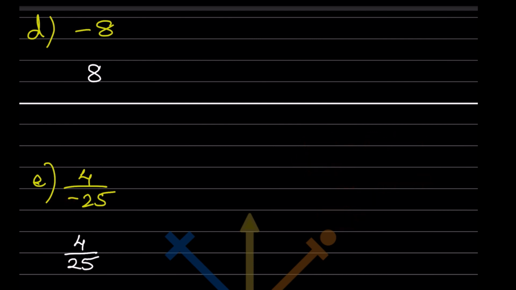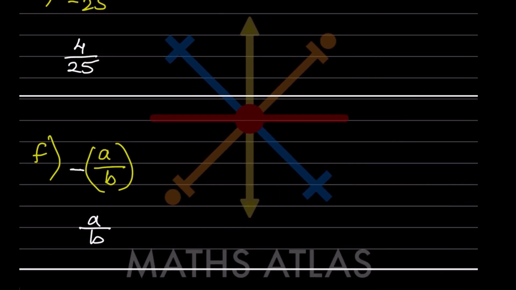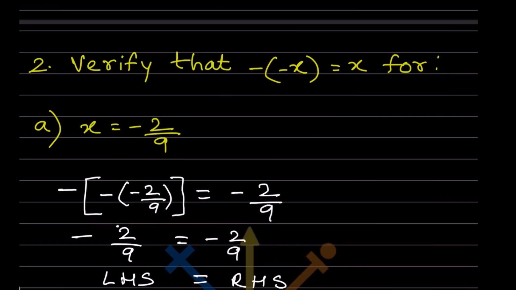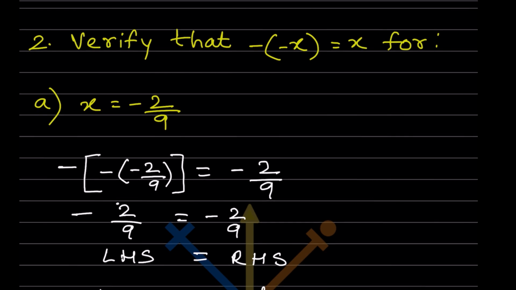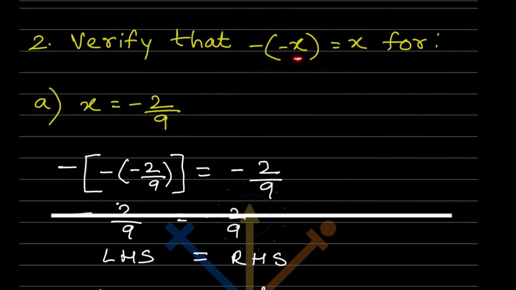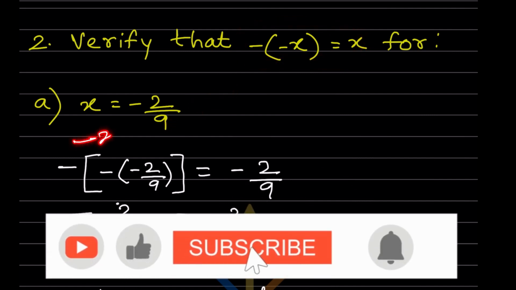So this is going to be plus 4 by 25. Now here minus a by b will be plus a by b. We usually don't write plus, so that is going to be a by b. Now they said verify that minus of minus x is x. See here, when you put minus into minus, whenever there is a bracket that is a multiplication. So minus into minus is going to be plus, so that is going to be x. You have to see that it is in this form. This is given, x is minus 2 by 9. Now we are going to put the value in this one.